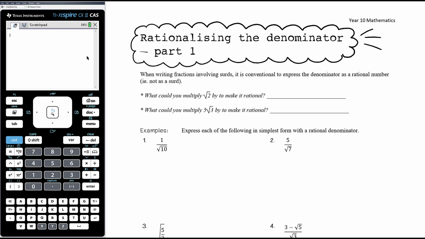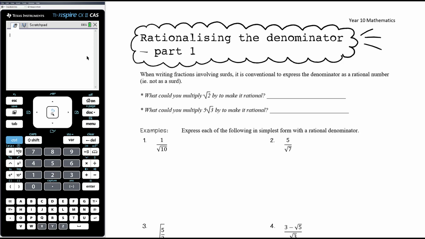Okay, so in this video and the next one, we want to look at something called rationalizing the denominator. When we write fractions that involve surds, it's conventional to express the denominator as a rational number, i.e. not to have surds in the denominator. Now there's no real reason for this, it's just someone decided that was the convention, and so that's the convention.